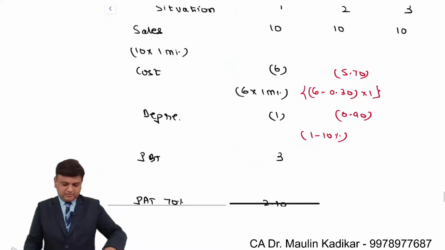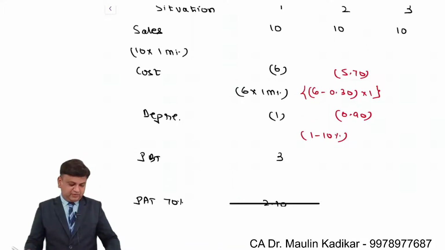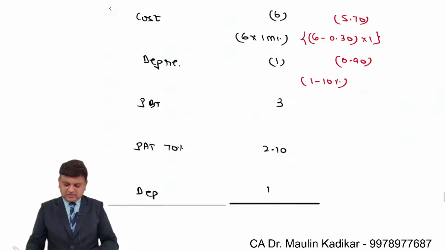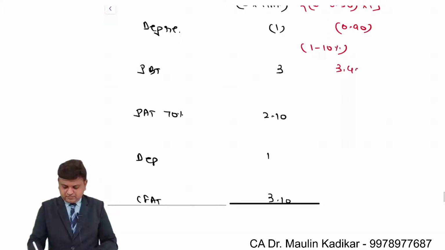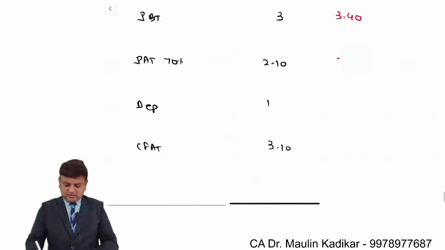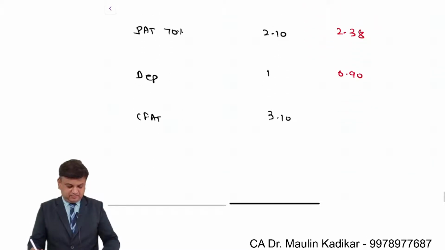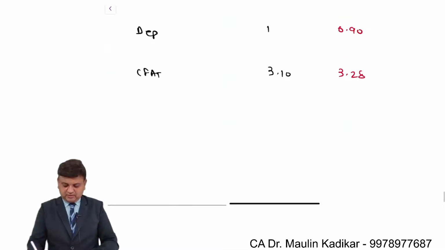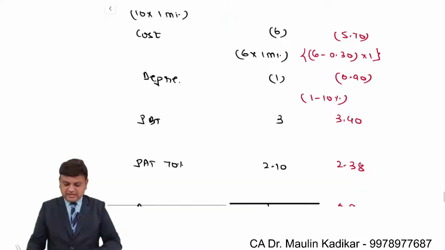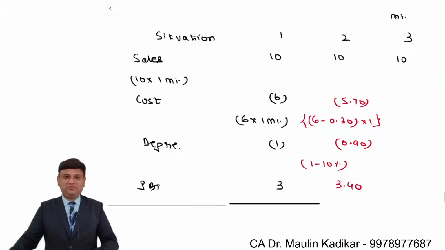Based on that, we'll make the computation of the profit. So it is 10 minus 5.7 minus 0.9, that is 3.40, into 0.7, that is 2.38, plus 0.90, that is depreciation, and that comes to 3.28. This is the way the cash flow is calculated for situation number 2.